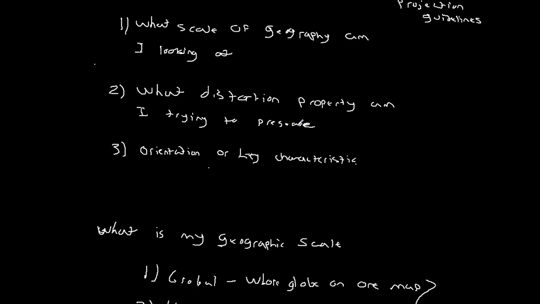Okay? And then finally, orientation or key characteristic. This is basically going to be what is the primary directionality of my map. Is what I'm trying to map wider than it is long? Actually, let's go ahead and write that down.